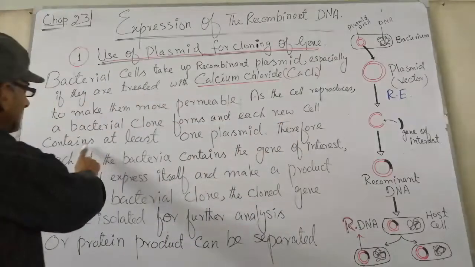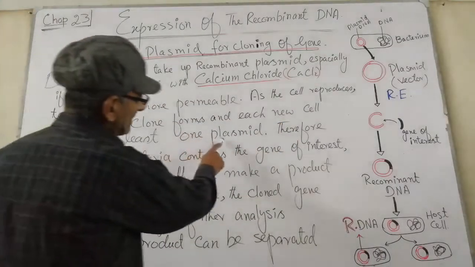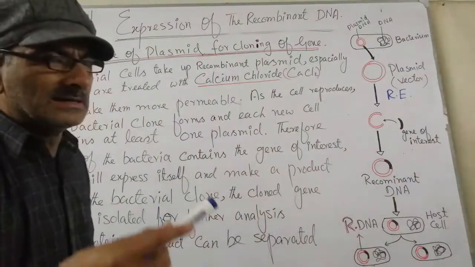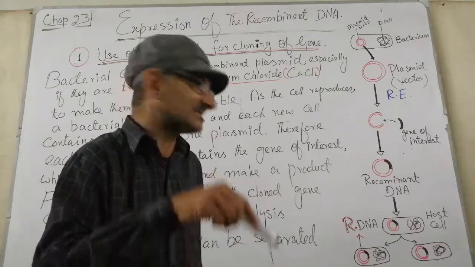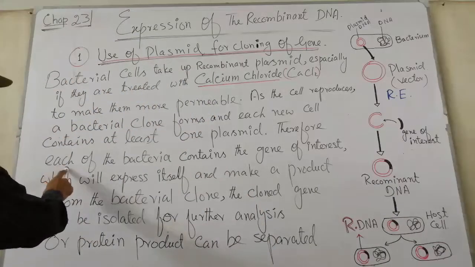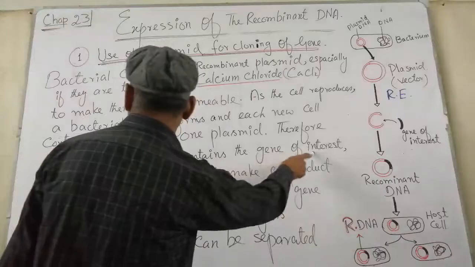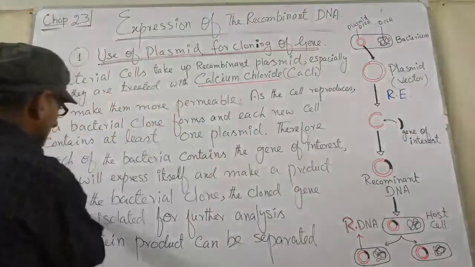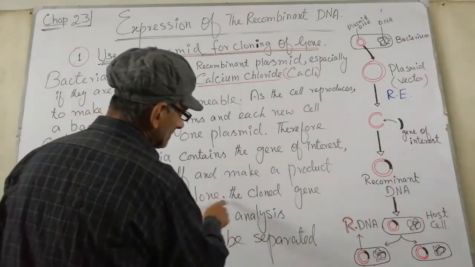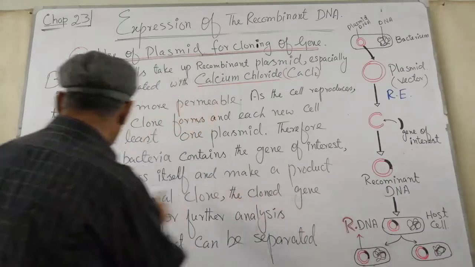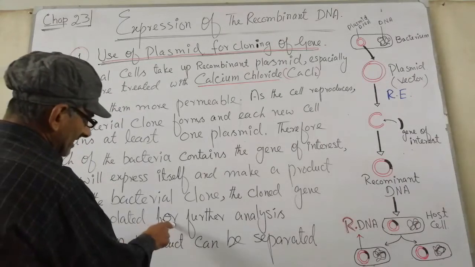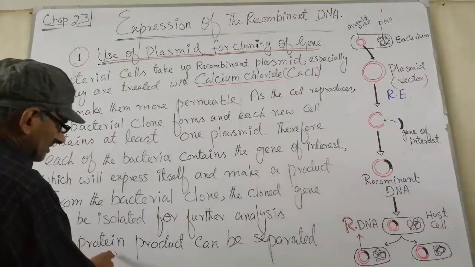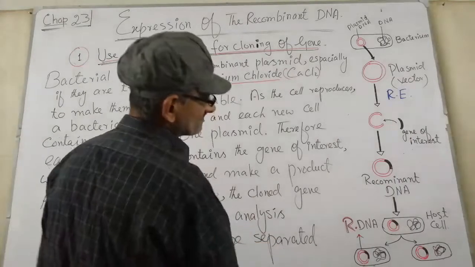Each new cell contains at least one plasmid. Every cell contains at least one plasmid, and so this plasmid contains the gene of interest. Each of the bacteria contains the gene of interest, which will express itself and make a product. From the bacterial clone, the cloned gene can be isolated for further analysis, or the protein product can be separated.